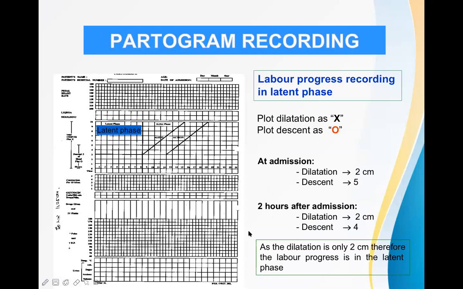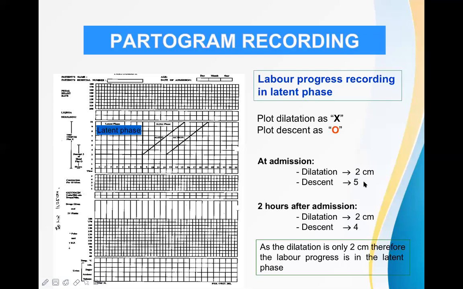Now, some other information here. Plot dilation as cross or X, and plot descent as O. At admission, the dilation is 2 centimeter and descent is 5. 2 hours after admission, dilation is still 2 and descent is 4. Okay, this is 4. You all know about this descent.